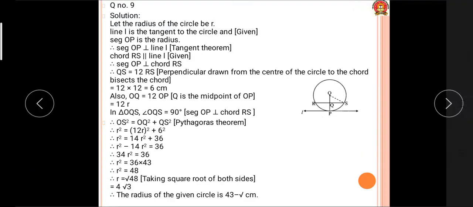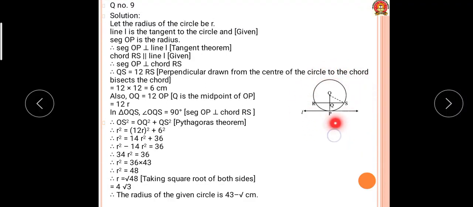Now what is given here? If you observe the diagram, it will be clear. This line is a tangent to the circle. OP is the radius of the circle. RS is a chord of the circle. RS intersects the radius at point Q.